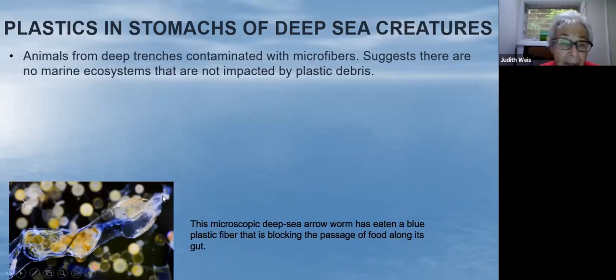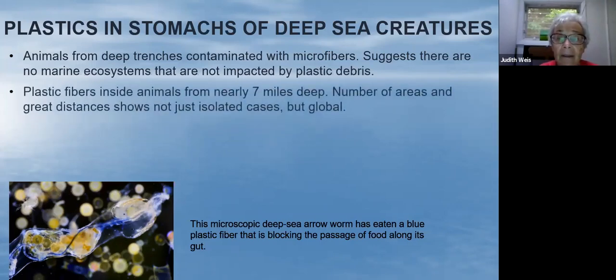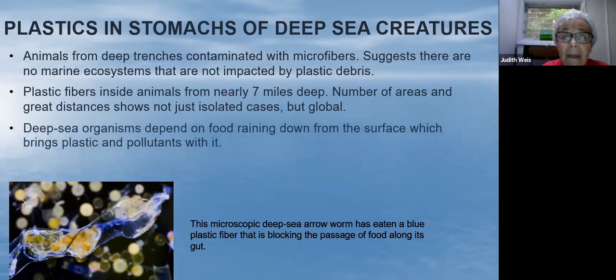And this is a microscopic animal called an arrowworm from the deep sea, and you can see a blue microfiber inside this animal. Again, animals come from nearly 7 miles deep. And again, finding them all over implies that it's a global, universal problem. There's probably no place that is free of microplastics by now.